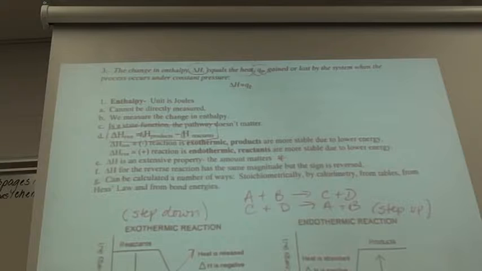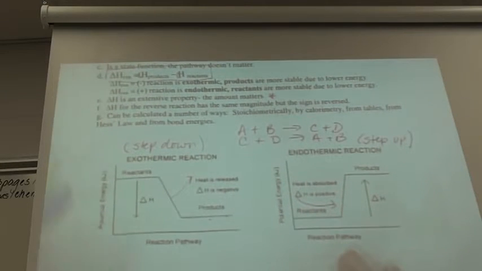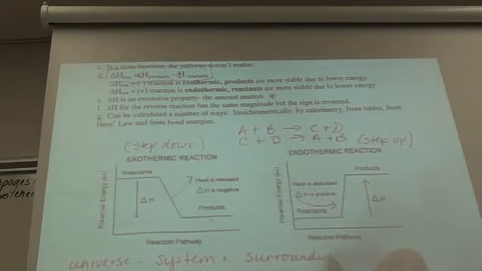Okay, I want to make something crystal clear that we worked on in the vocab. Remember, we talked about the universe, and the universe is composed of two things, one of which is the system, and the other is the surroundings. The system is defined as the thing under consideration, the thing under study. And the surroundings are everything else.